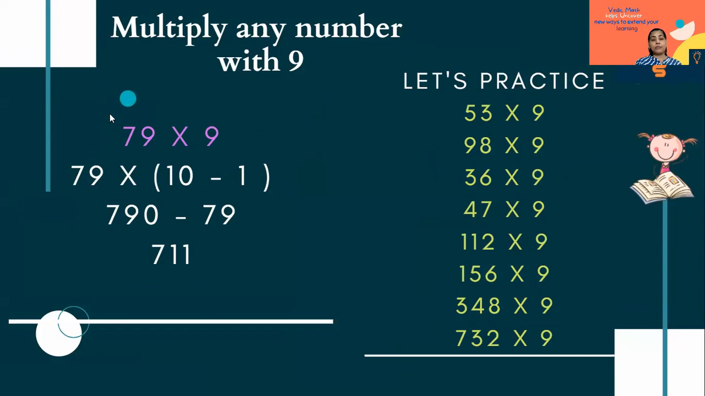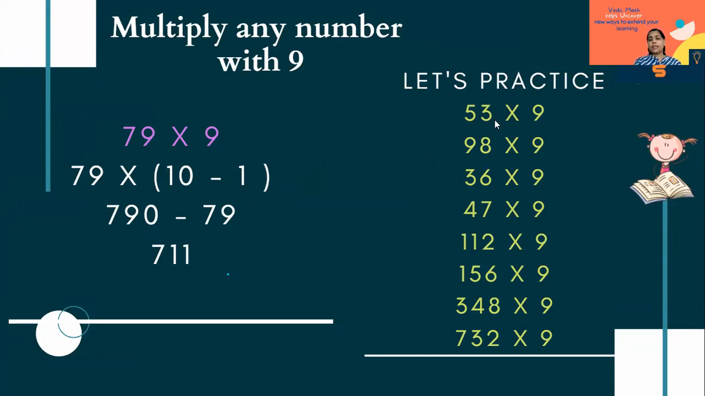Now here we are trying to multiply 79 with 9. Instead of multiplying directly, we are converting 9 into 10. 9 can also be written as 10 minus 1. In this case, we are multiplying 79 with 10 and 79 with 1. So 790 minus 79 is 711, and that's your answer.